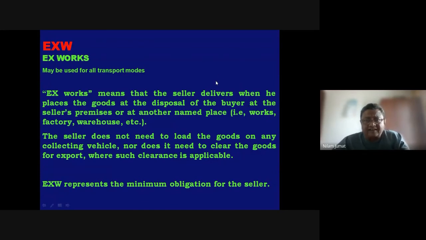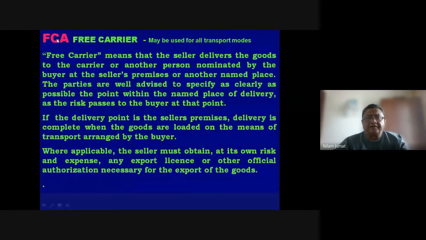So Ex Works is that. The exporter just keeps the goods ready, and the importer comes in. From there onwards, right up to Riyadh, it's all his problem, how he takes it, how he does it, all that, right? Then Free Carrier, right?